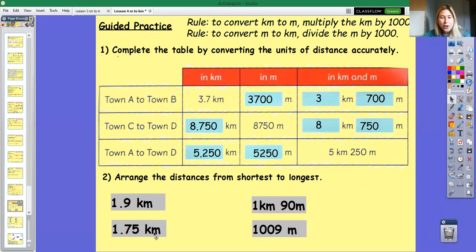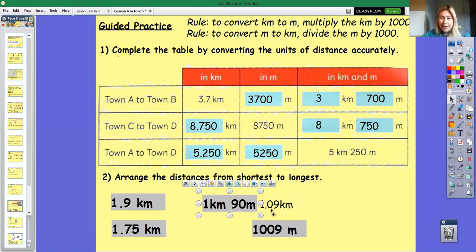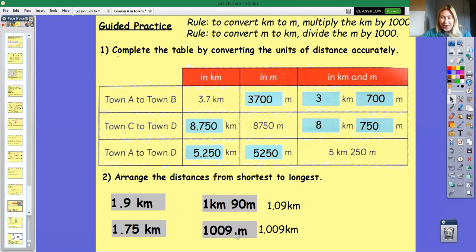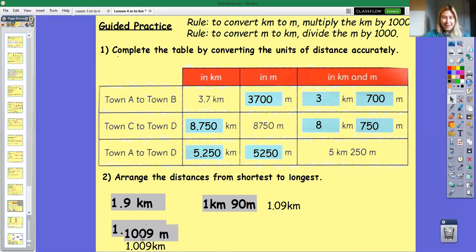Now I noticed that there are 2 measurements in kilometres, so I thought I would convert the others into kilometres as well. So if I just show you what I converted here, I knew that 1 kilometre and 90 metres was the same as 1.09 kilometres. And I knew that 1,009 metres was the same as 1 kilometre and 9,000ths of a kilometre, okay? So we want to convert them from shortest to longest. Which one is the shortest distance there? Well, I know that it's this one because this has only got 9 metres in it, okay?